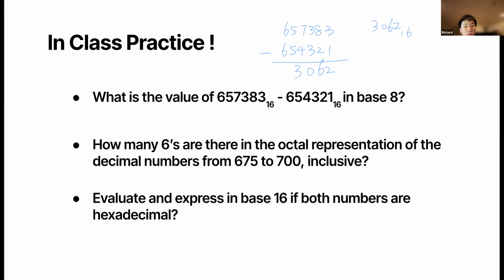Does someone have a question? Okay, so first we would convert this to binary. So every digit corresponds to 4 binary digits. So I don't have space here. Let me do this on a new line.